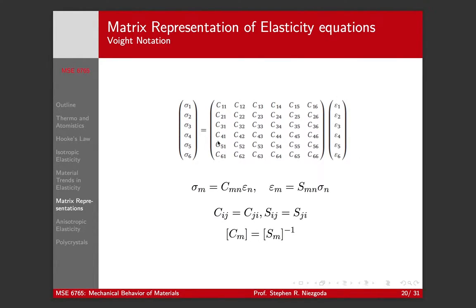We can write our stiffness tensor as a 6 by 6 matrix, and think about the matrix vector product that we can use to relate stress and strain. So we write this as a stress vector, a strain vector, and a stiffness matrix. Sigma m equals C mn epsilon n. We can also invert it and think about what our compliance matrix needs to look like.